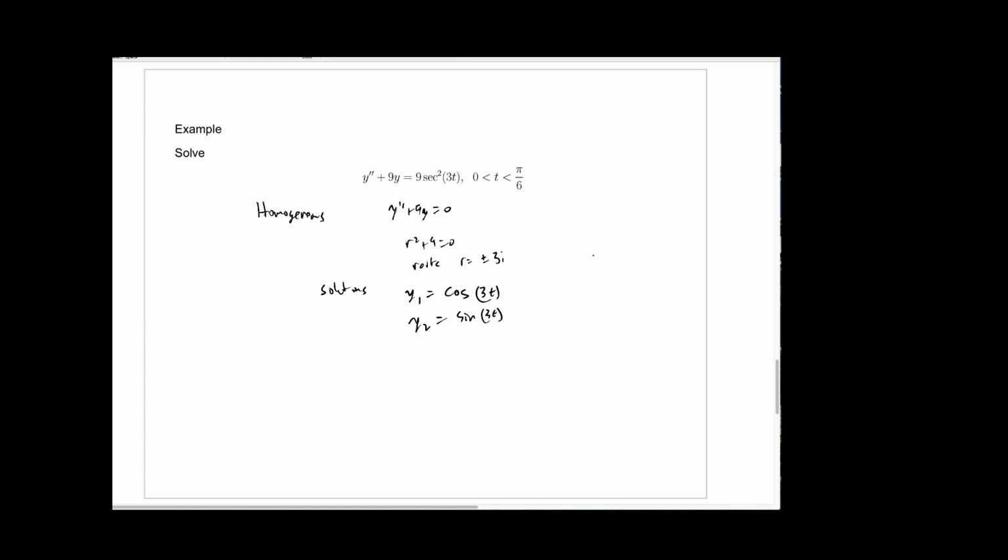We could check that with the Wronskian, which we know will be non-zero, but we're going to need the exact value of the Wronskian later anyway, so let's just figure that out. The Wronskian of y1 and y2 is just y1, which is cosine of 3t, times the derivative of y2, which is 3 times cosine of 3t, minus y1 prime, which is minus 3 sine 3t, times another sine 3t. This is just 3 cosine squared 3t plus 3 sine squared 3t. That's just exactly 3. So the Wronskian is a constant in this case, and it's the constant 3.